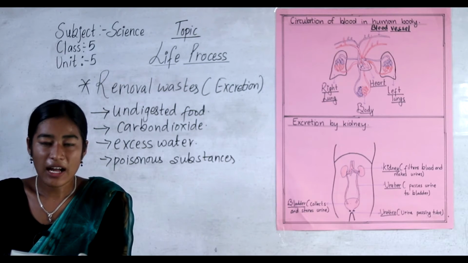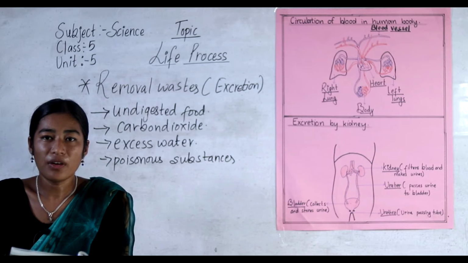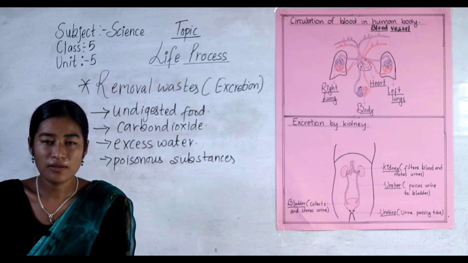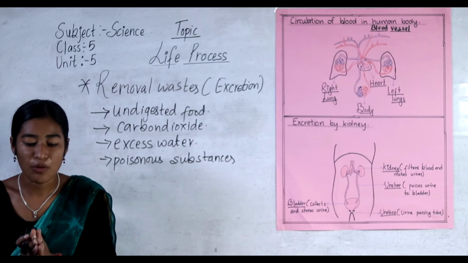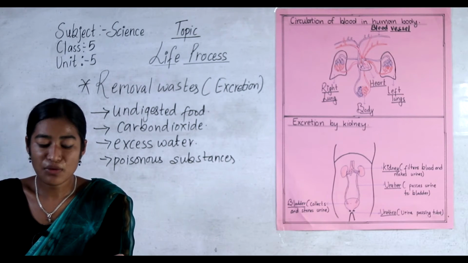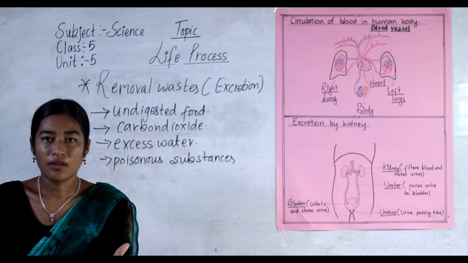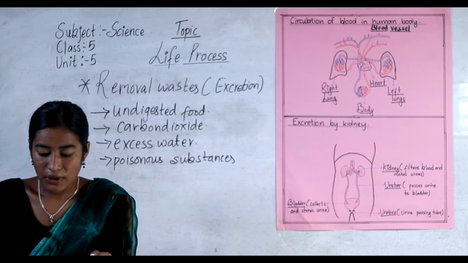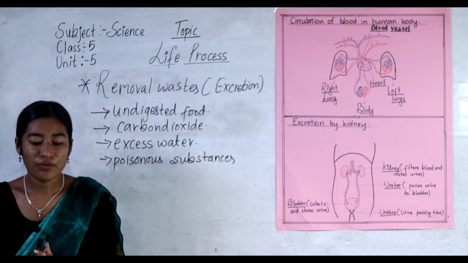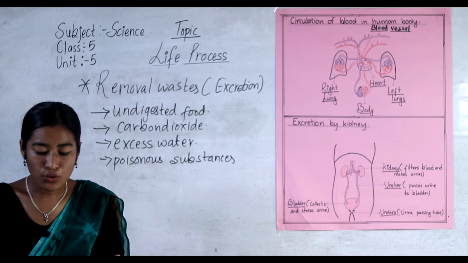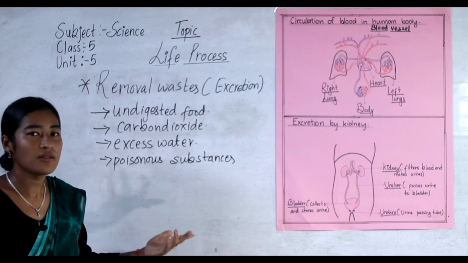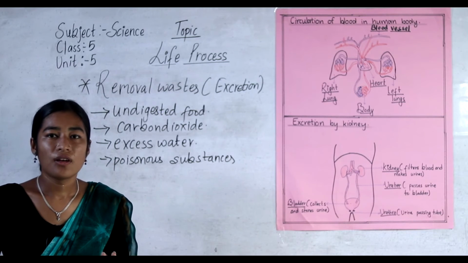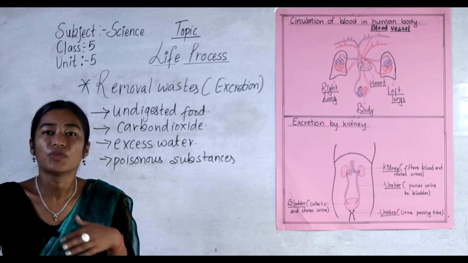Then the next paragraph: solid wastes are produced in our body during digestion, you know that. Sometimes we eat more than we need. So these are the wastes of our body. They are removed from the body as feces through the anus. Feces means stool, so that is thrown out through the anus.